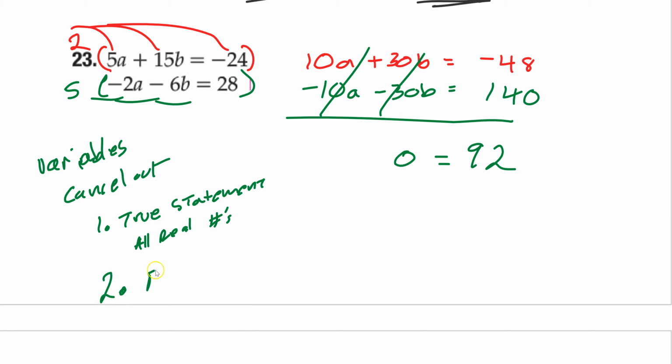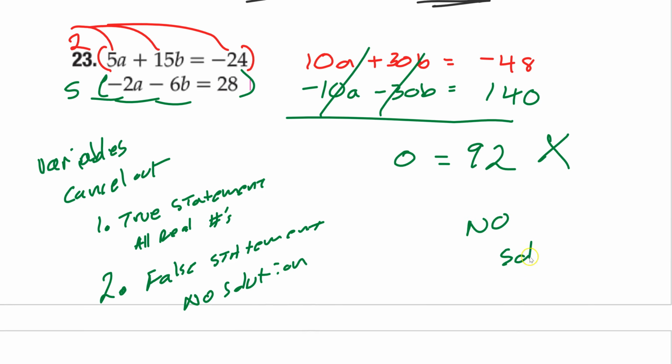Option 2, we have a false statement. That's like what we have here. 0 does not equal 92. That's false. In that case, there is no solution. This is an inconsistent system. So no solution is my answer.